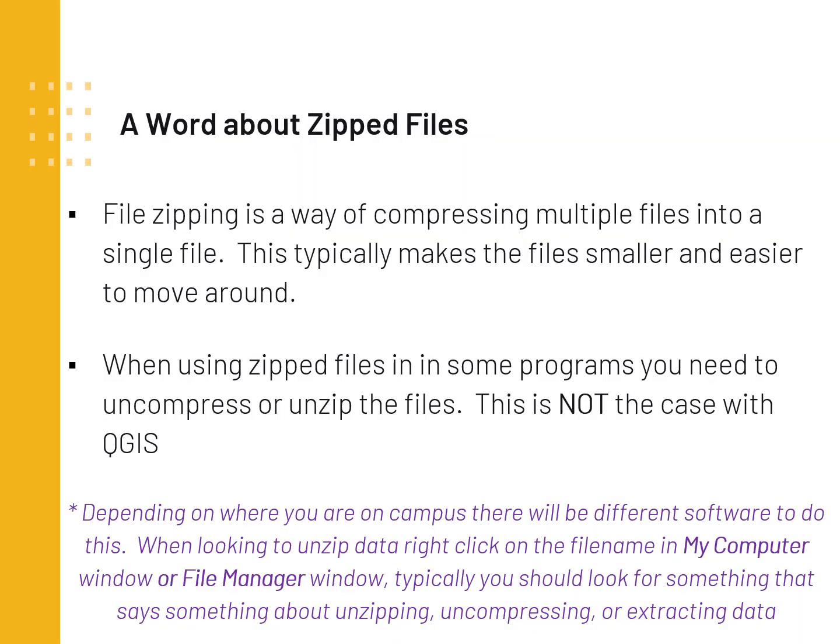A quick word about zipped files. File zipping is a way of compressing multiple files into a single file. It's typically going to make the files smaller and easier to move around. When using zip files in some programs, you need to uncompress or unzip the files before they can be used. This is not the case with QGIS. You can leave them zipped up. As to unzipping or zipping your data, depending where you are on campus and what software you have, there may be different programs that you can use. So again, just be aware of that.